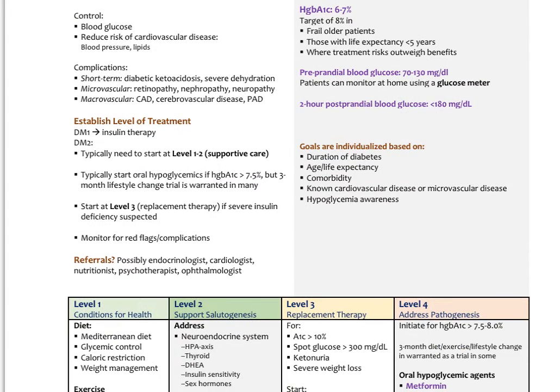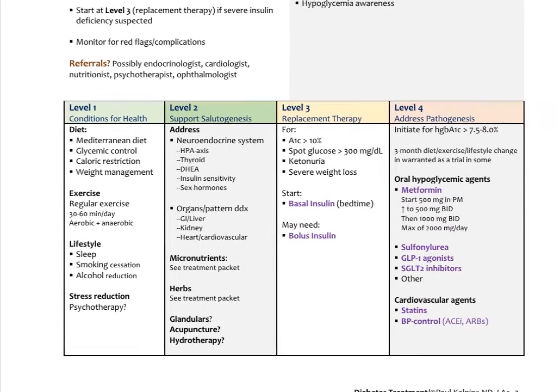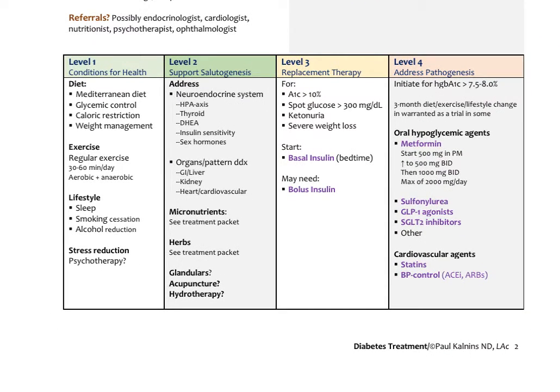So again, type 1 diabetes, we're going to start right with replacement therapy, insulin, either with a basal and then adding maybe a bolus insulin with time. But for our type 2 patients, especially with A1Cs under 7.5 or 8%, we might look for just doing level 1, level 2 therapies, diet, exercise, lifestyle, or herbal therapies, acupuncture, hydro, etc.